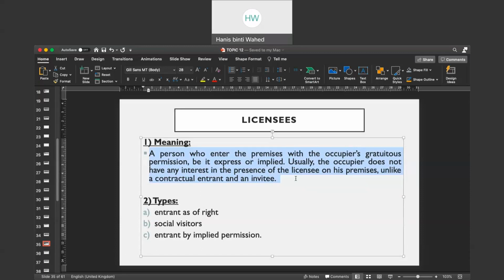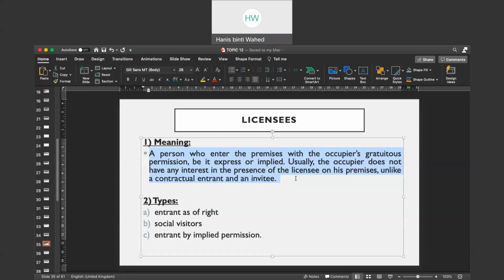For example, say A enters B's house. Say B invited A to have dinner together. So in this situation, A is a licensee, i.e. the social visitor, and B is the occupier. So A enters the premises after getting an invitation, and there is no other material interest at all, just a social gathering, social visitor. So that's the example.